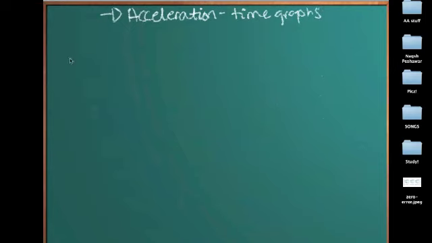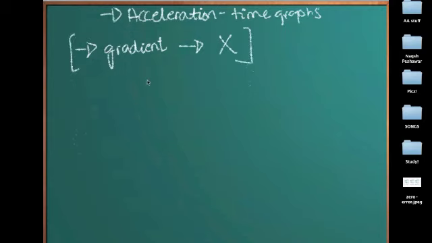Now, with an acceleration time graph, the gradient of an acceleration time graph gives us nothing at all. So forget about this. For your case, the gradient of an acceleration time graph gives nothing to us.